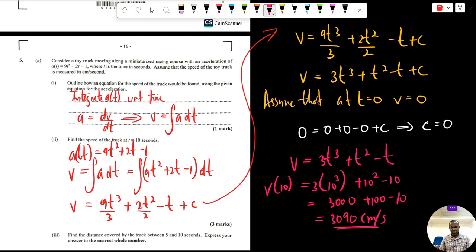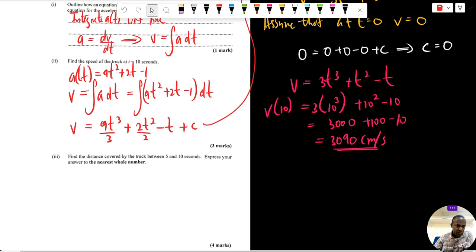So our assumption that at t equals 0, v equals 0 allowed us to find a value for our integration constant c. And having done that, we're able to find the velocity in centimeters per second, or the speed in centimeters per second, after 10 seconds, which worked out to be 3,090 centimeters per second, right? So that is part 2 of the question.